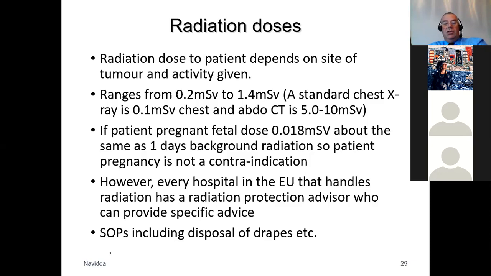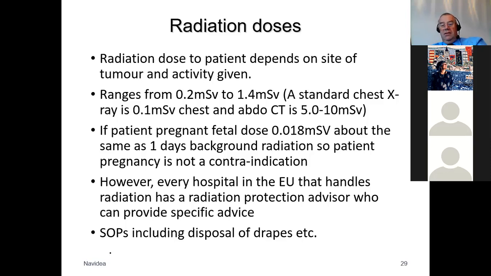What about to the patient? Well, that depends where you inject. It can be as high as 1.4 millisieverts, but most of the time it's much lower than that. A chest CT can be about the same level. Obviously, an abdominal CT is much higher.